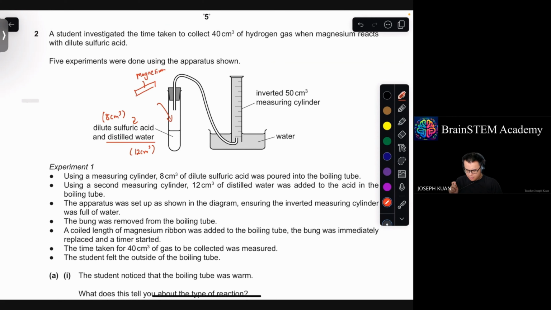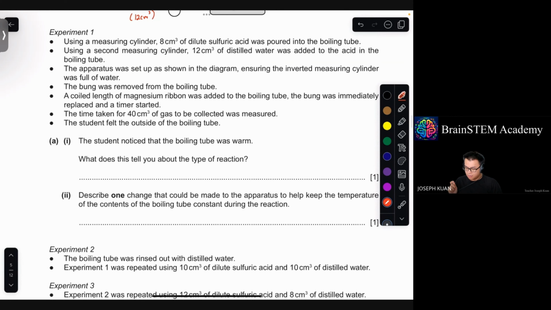A1. The student noticed that the boiling tube was warm. What does this tell you about the type of reaction? So it will be exothermic, as exothermic reactions feel warm.